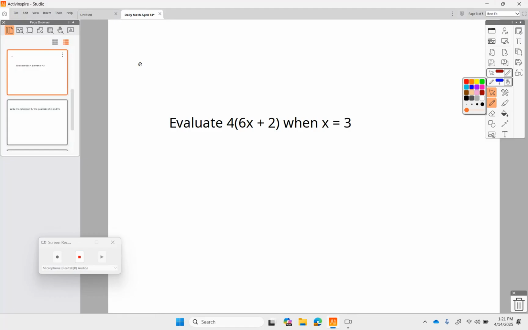Let's start with this. What does evaluate mean? Guys, evaluate means solve. If you are asked to evaluate, solve. You are going to get a number answer. So, we have a few ways we can do this.